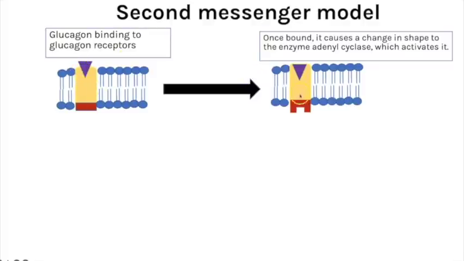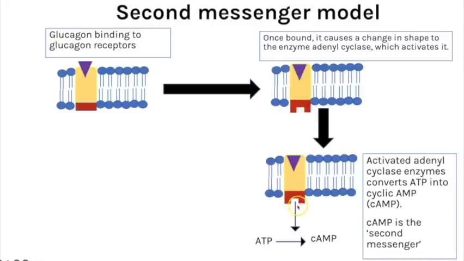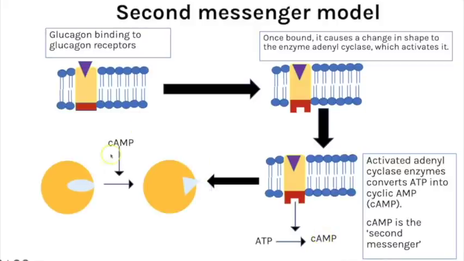That, once it is bound, causes this protein to change shape. And that change in shape to the enzyme adenylate cyclase makes it activated. And the activated form can catalyze the reaction of converting ATP into cyclic AMP. And cyclic AMP is the second messenger. So the cyclic AMP, which is this second messenger, is triggering the final stage to happen.